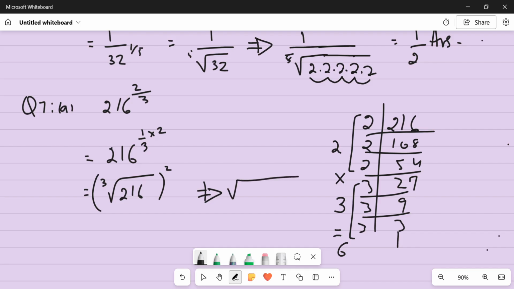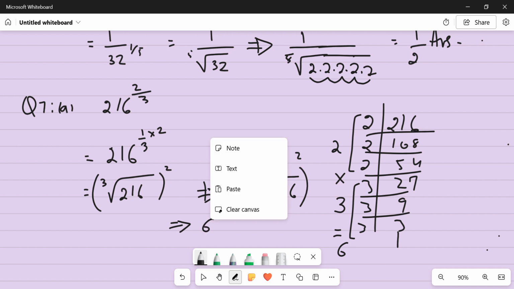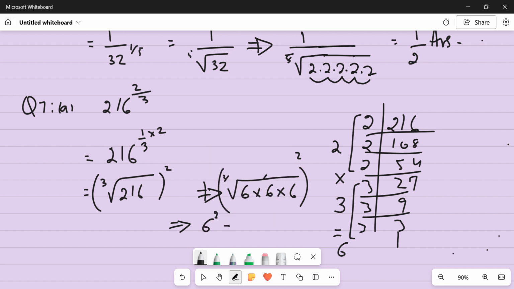So I'm doing it directly: 6 times 6 times 6. Okay. And of course, there is a square outside. So here we'll just take 6 to the power square. And 6 to the power square gives you 36. This is the answer.